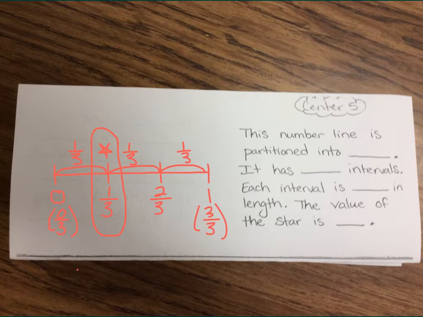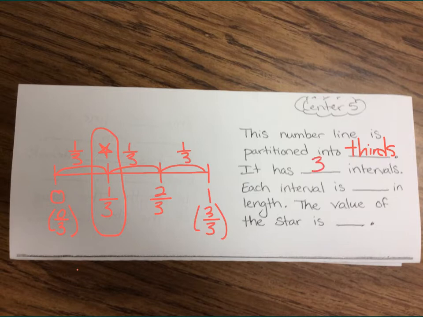And here I'm just going to fill in what I know about this number line. So it starts with, this number line is partitioned into, well, I know now, thirds. The next sentence, it has blank intervals. I can see clearly on my picture that there are 3 equal intervals, so I'm going to put a 3.